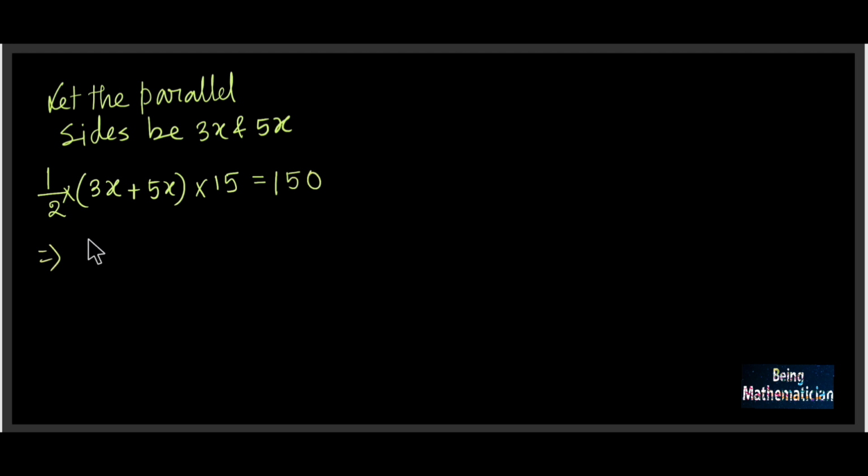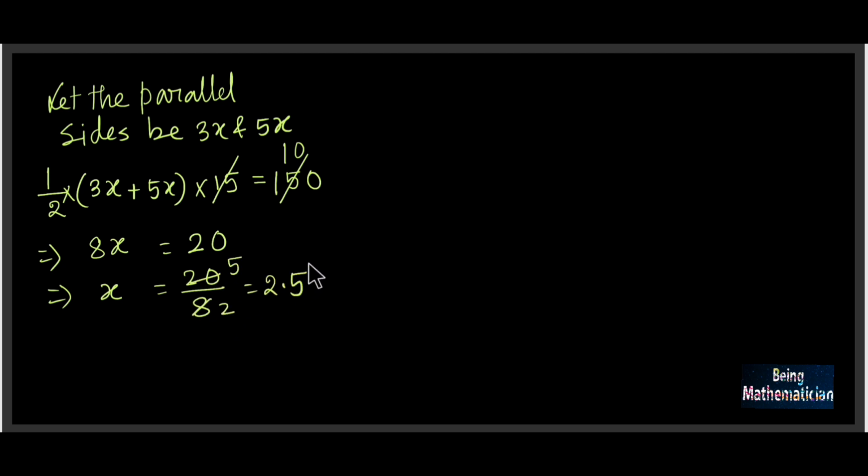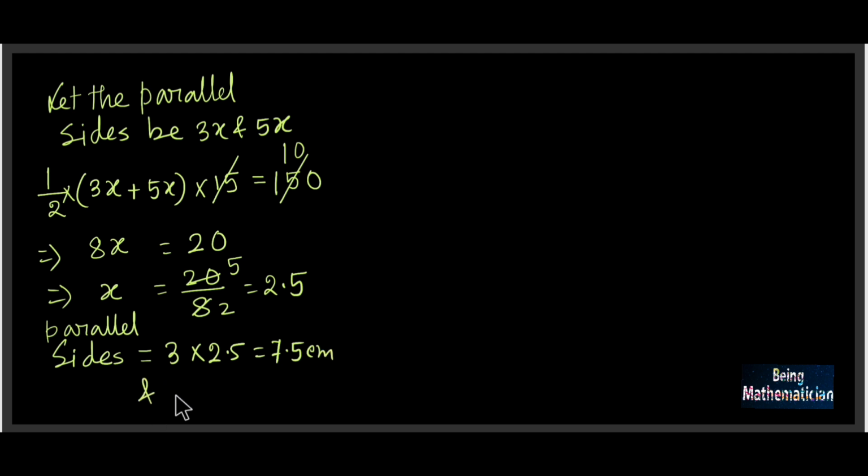So 15 is cancelled out and 10 remain. So 8x is equal to 20. So x is equal to 20/8, and for 5 for 2, and it is 2.5. So the parallel sides must be 3 into 2.5 is 7.5 centimeter, and 5 into 2.5, and it is 12.5 centimeter. So it is our answer.